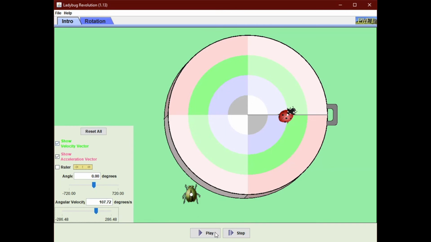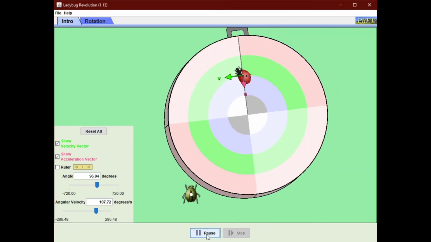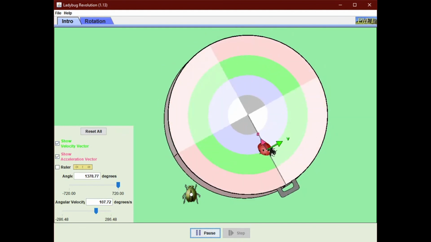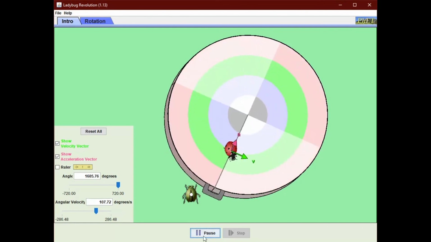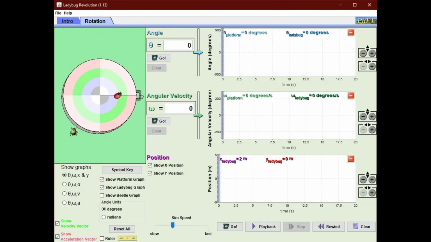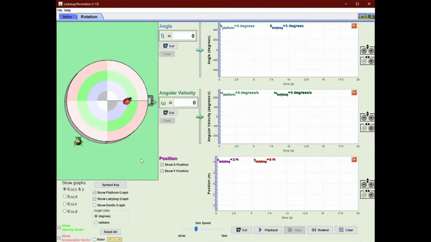So yeah, you can sort of see what's going on here. You can see the acceleration and the velocity of the ladybug as it goes around in a circle. Note that these are the Latin letters A and V, not alpha and omega. So these are Cartesian coordinate systems right here. You're going to play around with this for 2 minutes, and then you're going to go to the actual lab, and it looks awful.